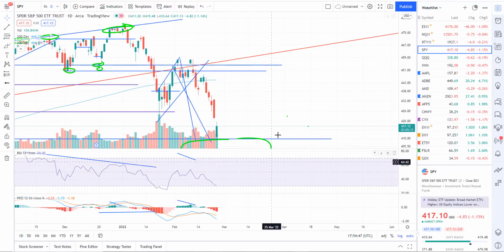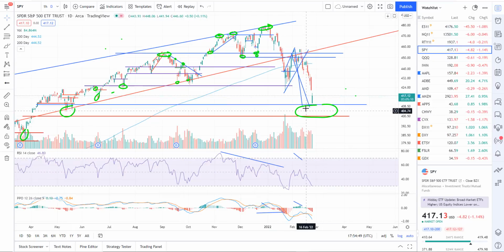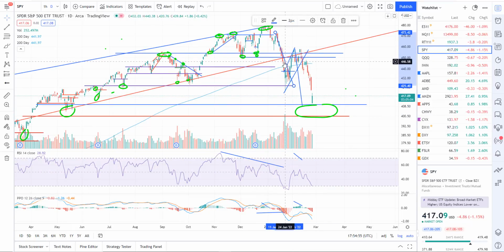Okay, on the SPY, we did complete that flag as well. So the flag, I've got it kind of marked out. Actually, we'll take it here. It's really this one here, and it's marked about there, and then you go from there to there, and the projected target was about 410, and sure enough, that's exactly where we opened at today.